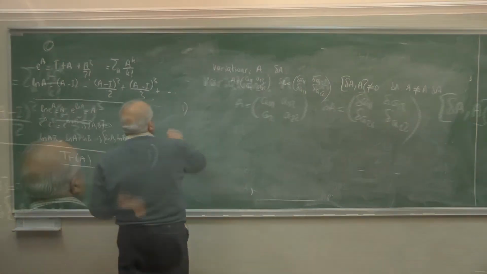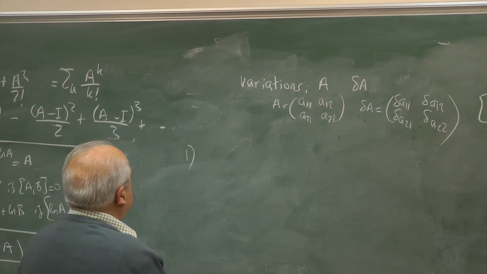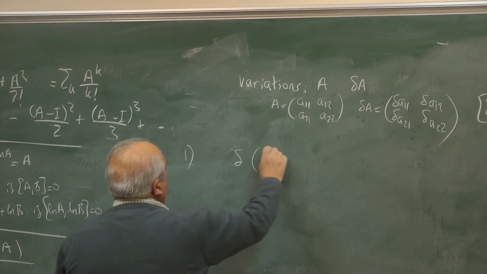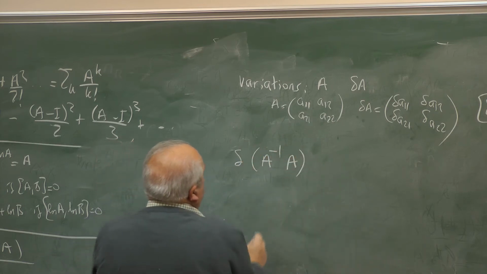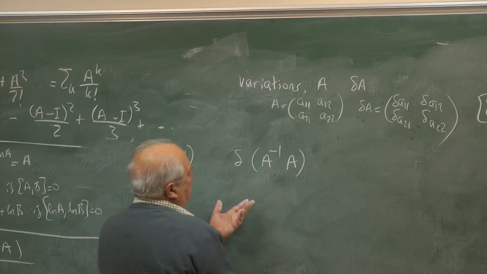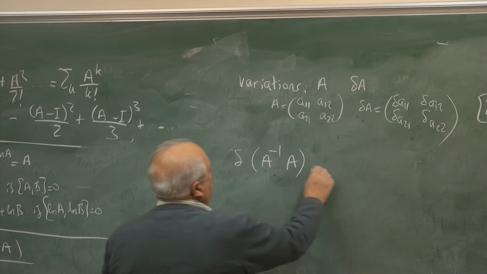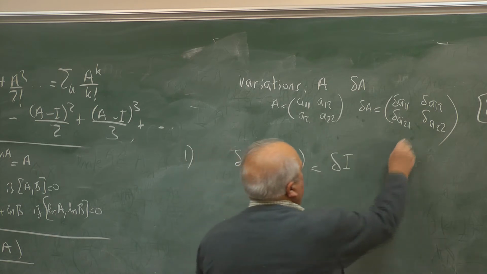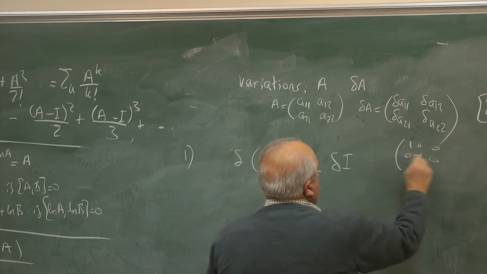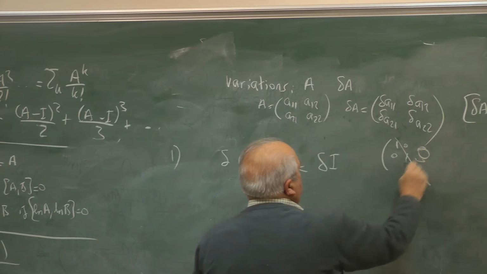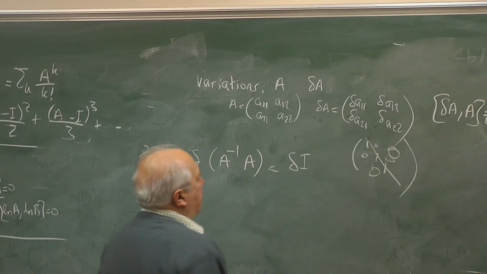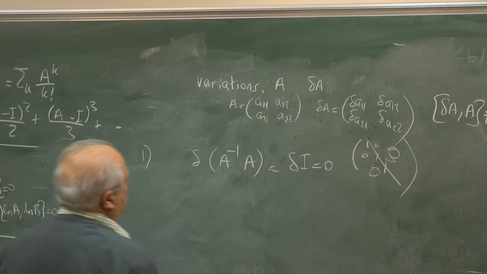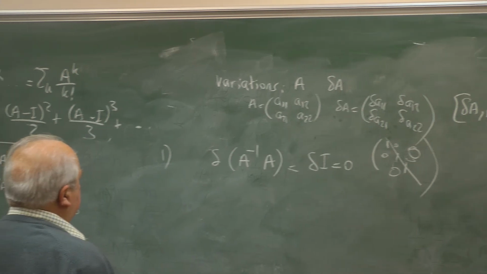Let us now look at certain variations of combinations. Let us look at, for example, delta of A minus 1 A. A minus 1 A is the unit matrix, because this is the inverse. So it is delta I. But what is the variation of I? I is a fixed matrix: 1, 0, 0, 0, 1, 0. So it has ones along the diagonal, zeros everywhere. So there is no variation. Delta of I is 0. The unit matrix has fixed elements.